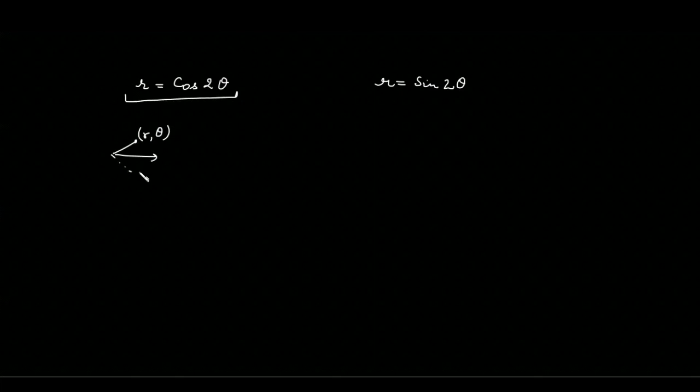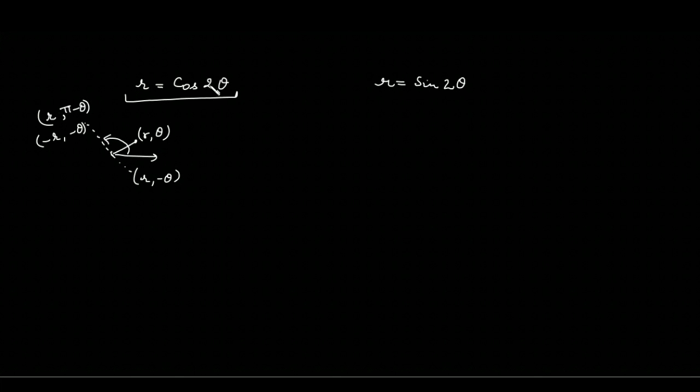It is symmetrical about the x-axis by the point r, minus theta. It is symmetrical about the y-axis by the point r, pi minus theta, or minus r, minus theta. Now just see whether this point satisfies the graph.